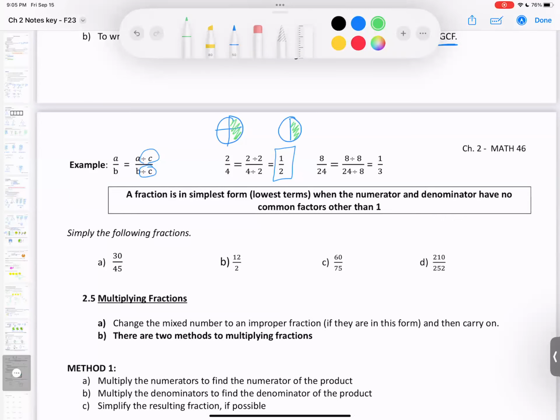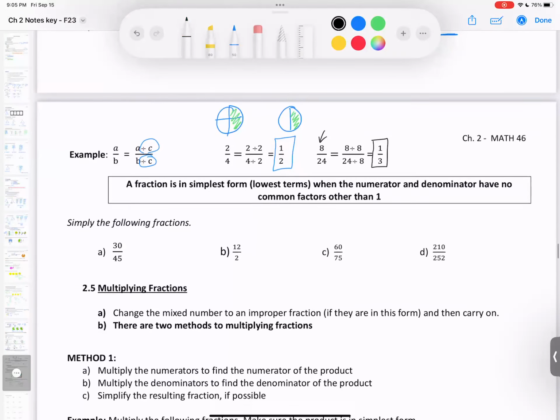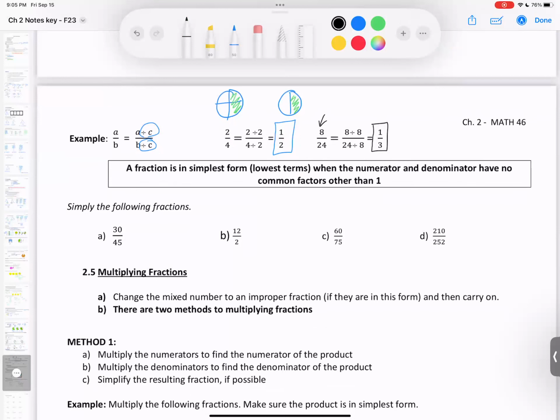Same thing with that last one, so we have 8 over 24. If you figure out the GCF, you'll find it's 8. So if you divide both of those numbers by 8, you'll end up with 1/3, which is the fraction in simplest form. A fraction will be in the simplest form if the numerator and denominator have no common factors other than 1. So the greatest common factor is 1 in those cases.